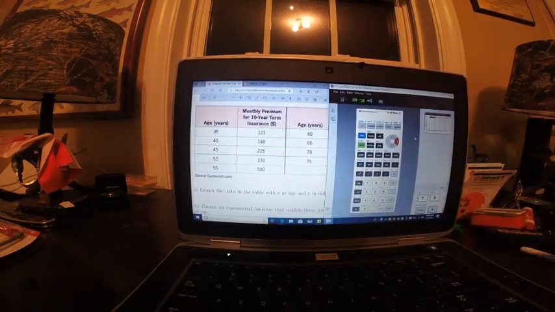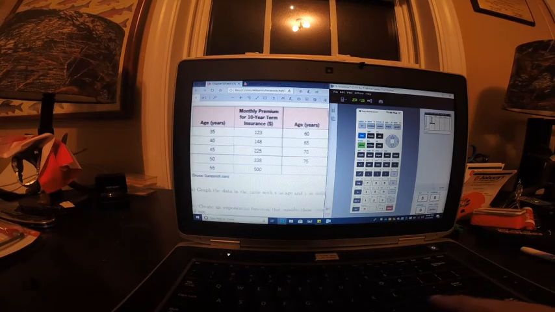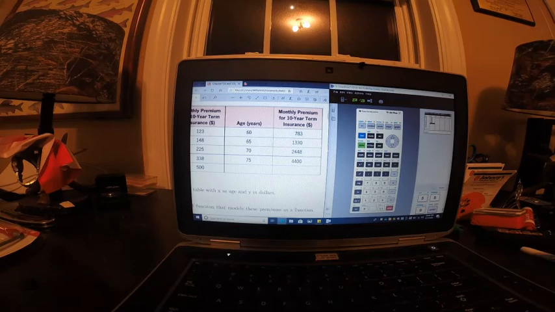I'm going to type the monthly premiums in L2. So in L2, I'm looking at 123, 148, 225, 338, 500. Let me scroll over and see the rest of them here. 783, 1,330, 2,448, and 4,400.